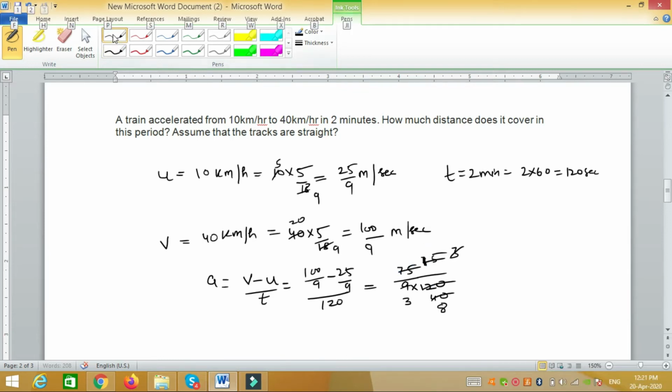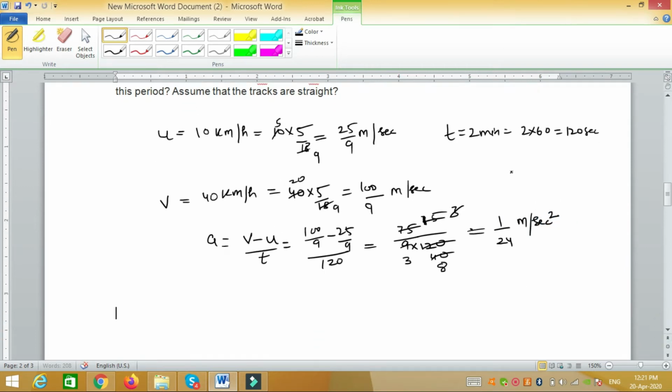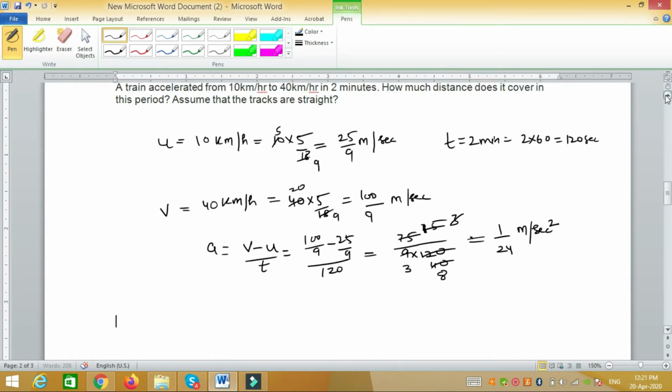This comes out to be 1 by 24. So I'll write it. It is 1 by 24 meter per second square. Right. Now this is the acceleration, but what do we need? We needed the distance traveled. How much distance? So distance is very simple.